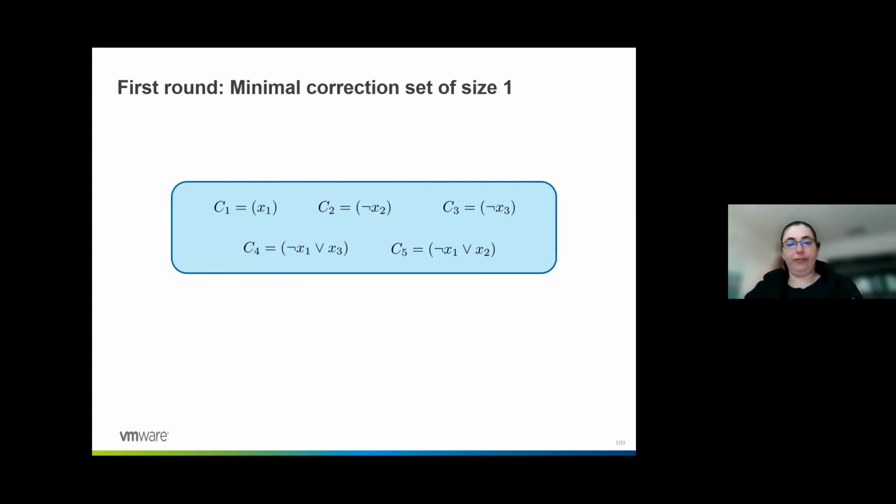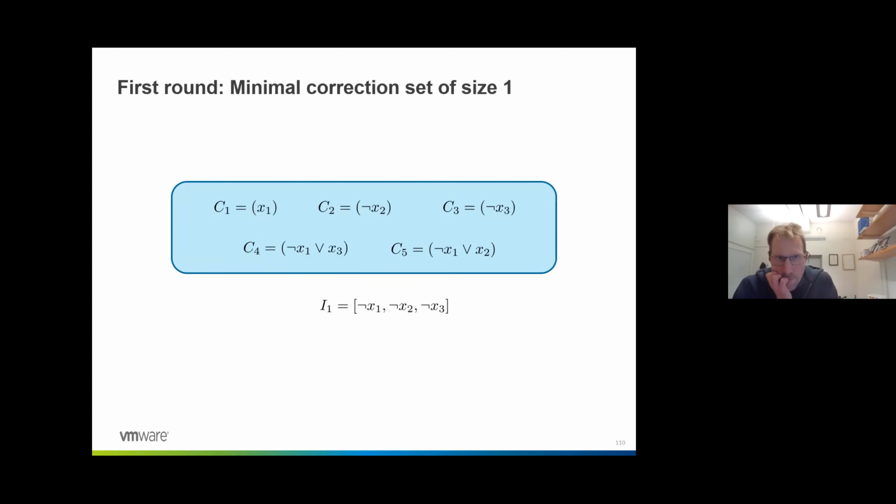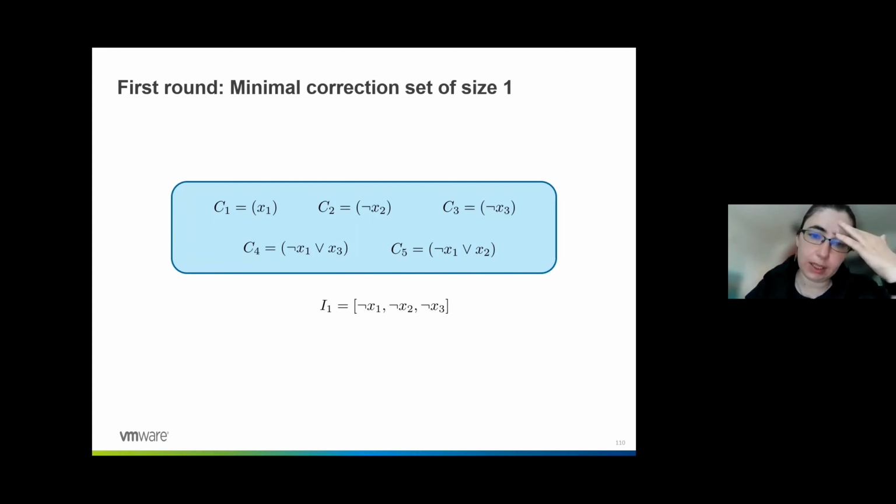Okay, consider a formula: five clauses from C1 to C5. This formula has correction sets of size 1 and 2, but we will only focus on 1 and 2. There is only one correction set of size 1, and there is a corresponding solution. So the solution would be not x1, not x2, not x3. It's enough to satisfy 4 clauses, and 1 is not satisfied, so it is a correction set. So we have a correction set of size 1.